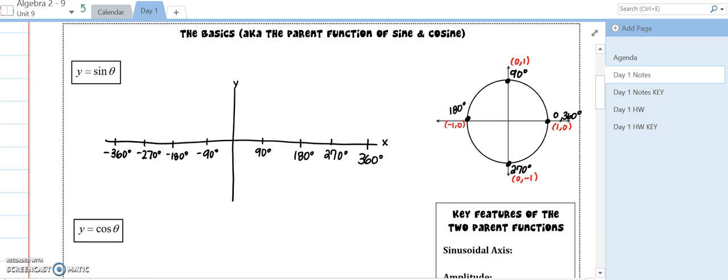Okay, in terms of our y, because this is a sine graph, we know that the largest y value that the unit circle ever contains is going to be 1. So we'll go up to 1, and the smallest would be negative 1.